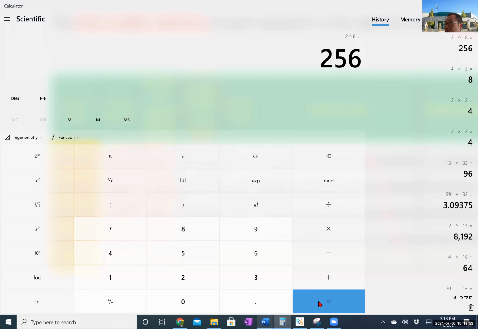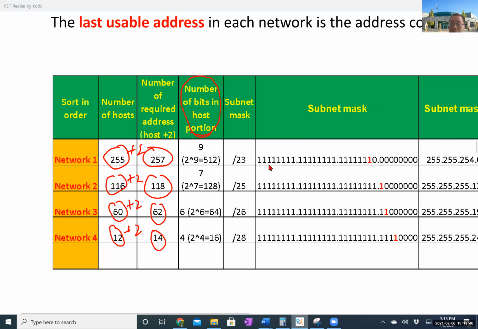256 is not enough to support 257 here, so I know that I need 9 bits here. All right, 2^9 is 512, enough to support the 257 here. So we see for this one you need the 9 bit here, this one you need the 7 bit here, this one you need the 6 bit, and this one you need the 4 here.